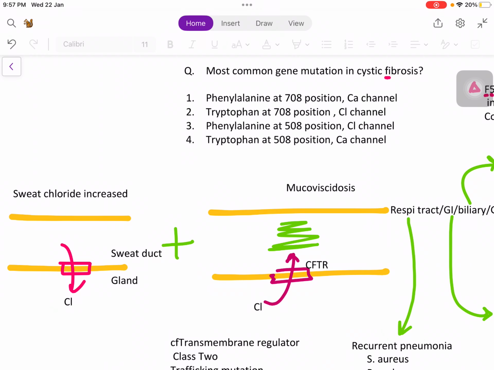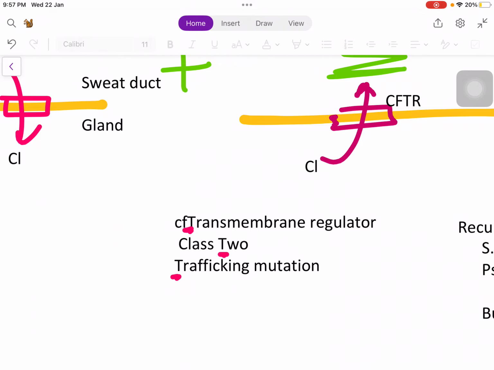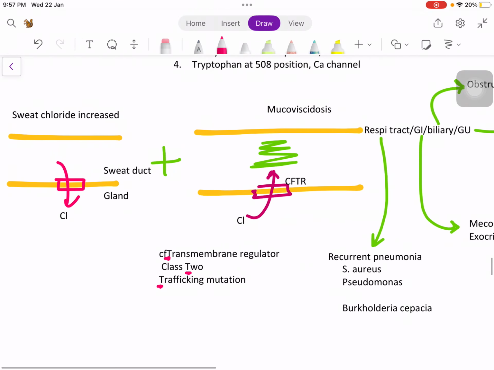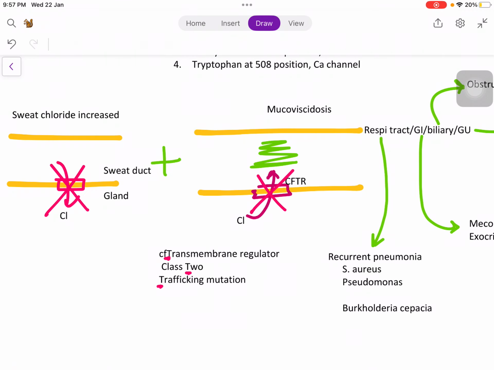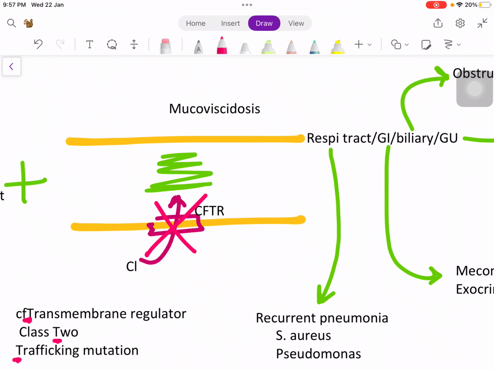But now in cystic fibrosis, what happens is this cystic fibrosis transmembrane regulator undergoes a class 2 trafficking mutation. What does a trafficking mutation mean? It means this CFTR channel does not come on the surface of the cell. So the chloride does not go into the secretions, and these secretions stay thick. That is why it is called mucoviscidosis. That is, the mucus becomes thick and it becomes difficult to clear off.